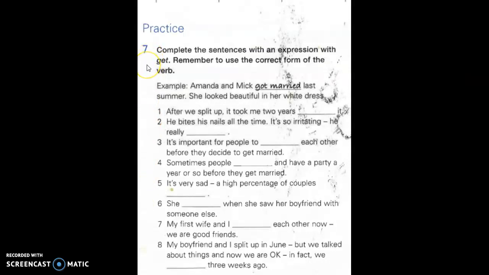So exercise 7 is perfectly fine. It's sentences with gaps. They need to select an expression with get, and they need to make sure that they are using the correct form of the verb in the sentence. So for example, Amanda and Mick last summer, they need to make sure that get is in the past. So do check that while you're setting up the task, and do number 1 together, making sure that they're all sure about what they need to do.